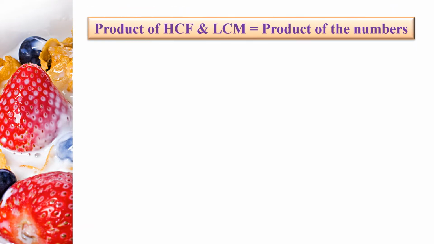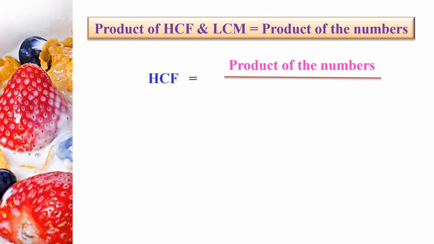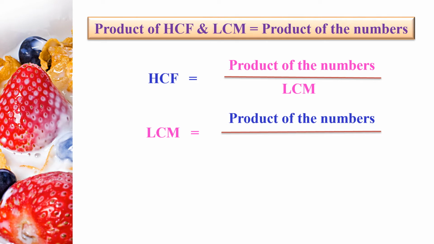Product of HCF and LCM equal to product of the numbers. Here, if you want to find HCF, you can follow this formula. That is product of the numbers divided by LCM. Suppose we want to find LCM, that is product of the numbers divided by HCF.